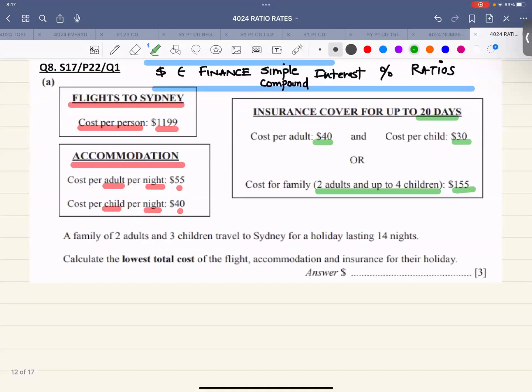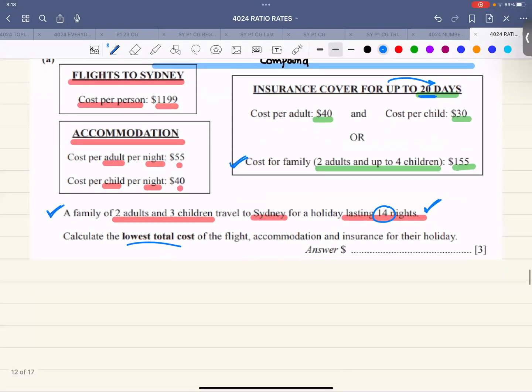Now it says a family of 2 adults and 3 children travel to Sydney for a holiday lasting 14 nights. Let me first emphasize the fact: 2 adults, 3 children, this is up to 4 children. Yes, they belong to this category, so this category is perfectly fine. And it's lasting 14 nights. Insurance cover is for up to 20 days. Yes, this also makes sense, so the amount won't be reduced. If you were staying for more than 20 days, then you would need to pay extra money, but now you don't have to. Calculate the lowest total cost of flight, accommodation, and insurance for their holiday.